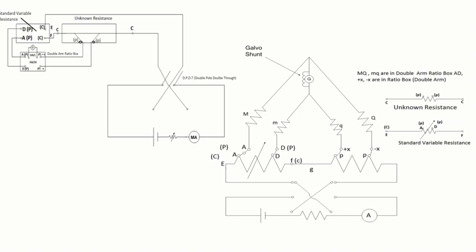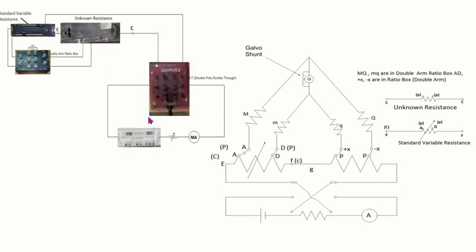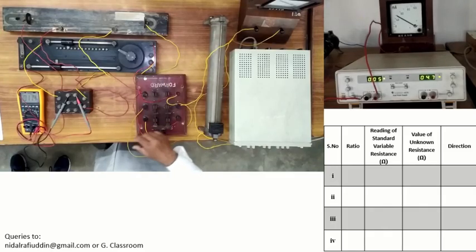Now we will use this particular circuit on the top left side in order to perform the connections. So we'll place the double arm ratio box here. Then we have a standard resistance placed here, and the unknown here. Then we have the DPDT and the power supply. Then we have the rheostat and the ammeter here. We now perform the practical.